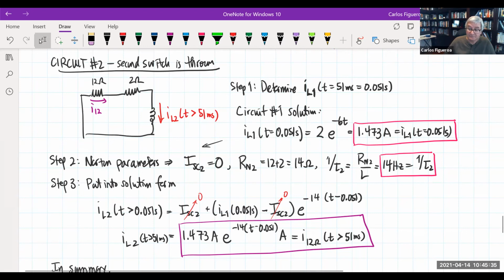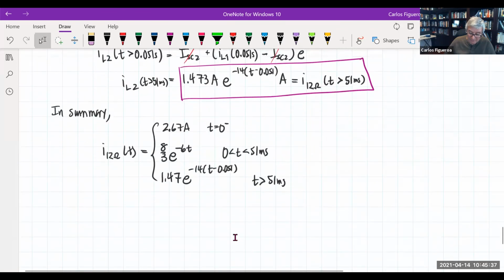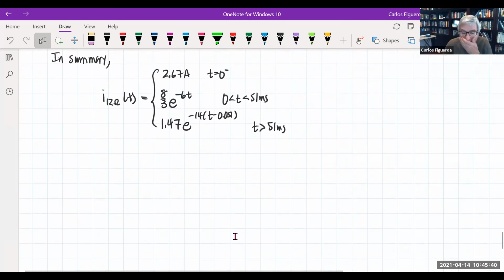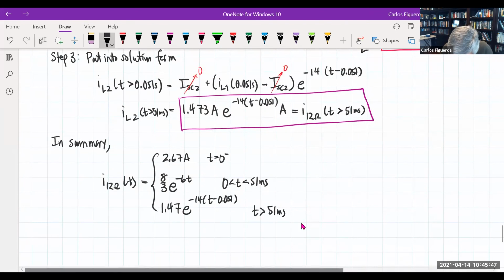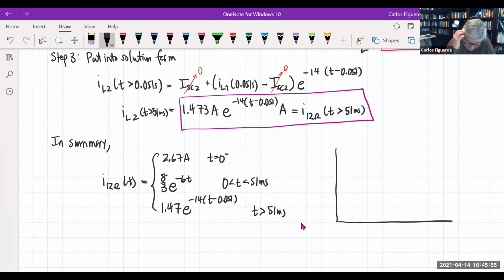Okay. So what I'm going to go do here is plot this now. And let's see what happens here. So what I'm seeing here is that it has to look something like this. So if I plot this thing, actually I'm going to plot it over here. Let's see if I can do an okay job on this guy. So the first thing that I'm seeing here is that I have my first plot. So I'm coming in, I12 of 0 minus is going to be 2.67 amps.